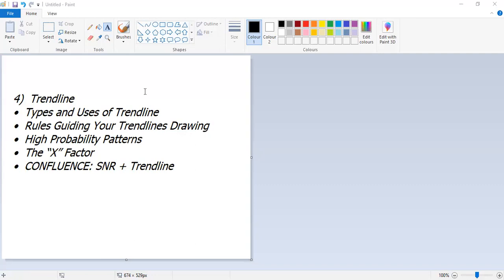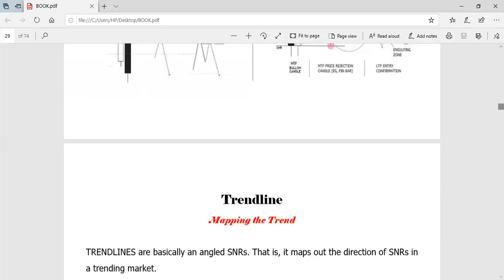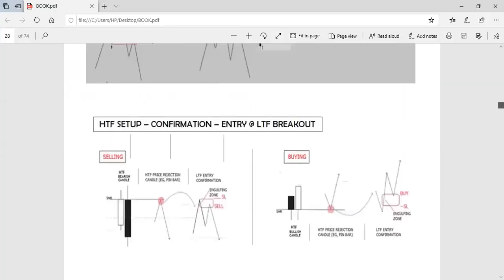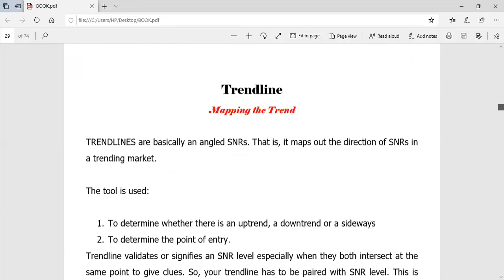Talk about the trend line. So what is trend line?